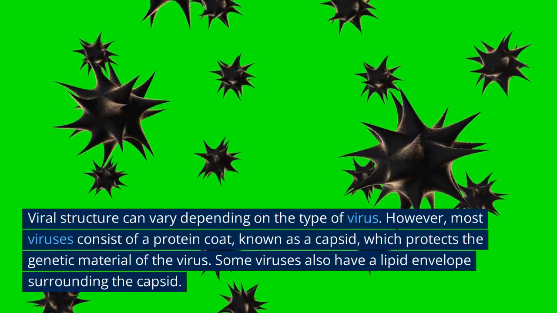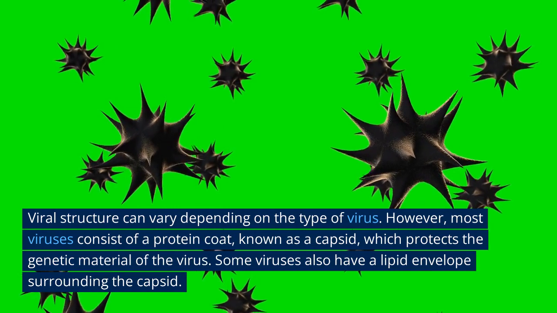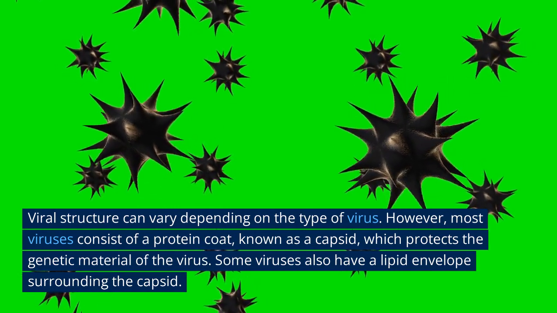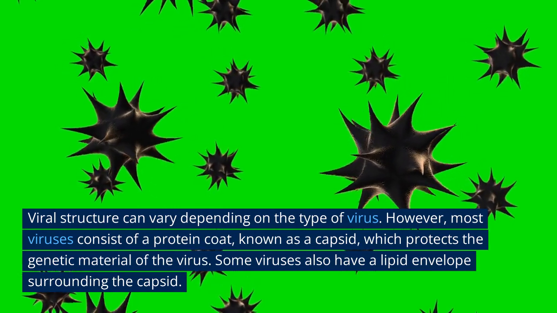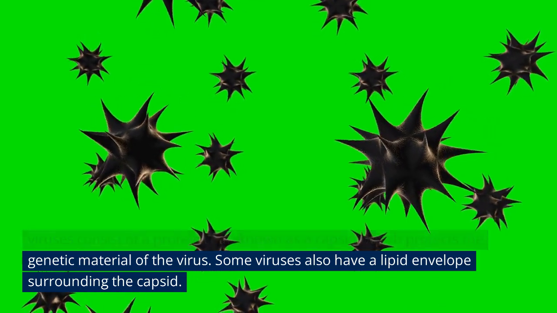Viral structure can vary depending on the type of virus. However, most viruses consist of a protein coat, known as a capsid, which protects the genetic material of the virus. Some viruses also have a lipid envelope surrounding the capsid.